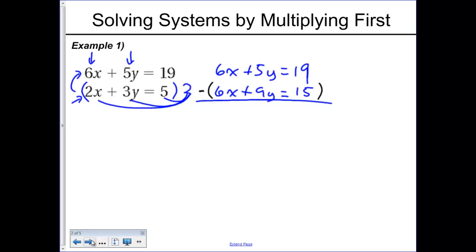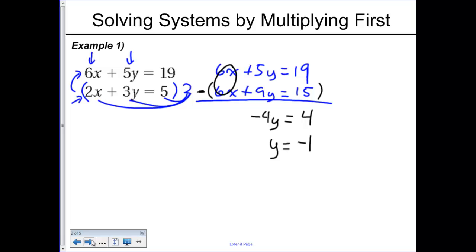Well, I have to subtract. Remember, you have to put a parentheses around your subtraction here. So 6 minus 6x gives you 0 x's. Those cancel out. 5 minus 9y gives you a negative 4y. That's going to equal 19 minus 15, which is positive 4. Divide both sides by negative 4, and you get a negative 1 for y.